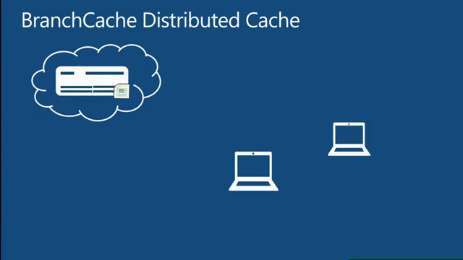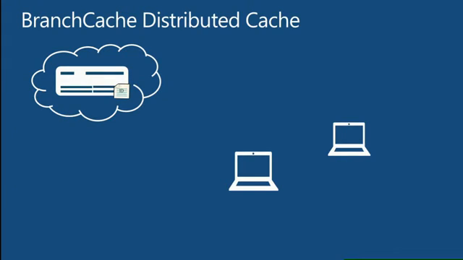OK, distributed cache mode. Two clients again, no hosted cache. Yes, sir? Oh, you're jumping to the good stuff already. So the question was, do we require enterprise server in the branch? And the answer is no. This will now work in server standard. So the hosted cache server is available in server standard. Good question. I was saving that one.